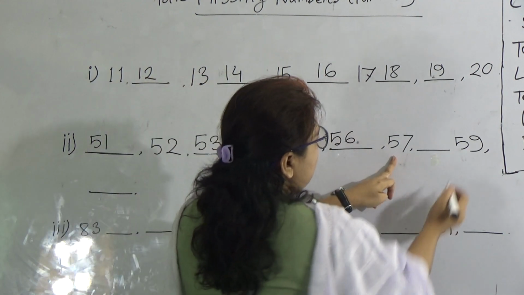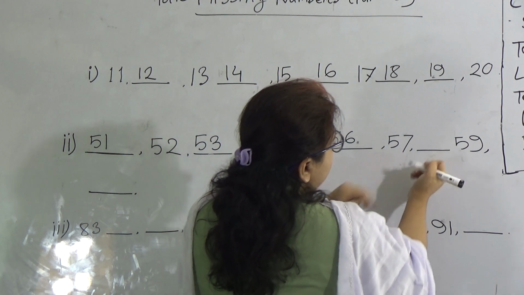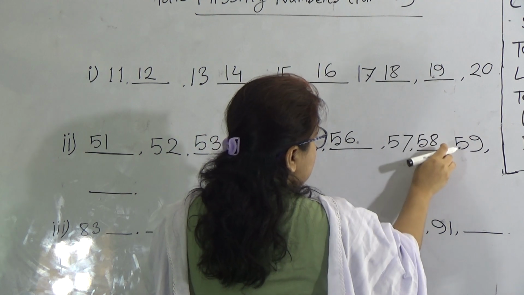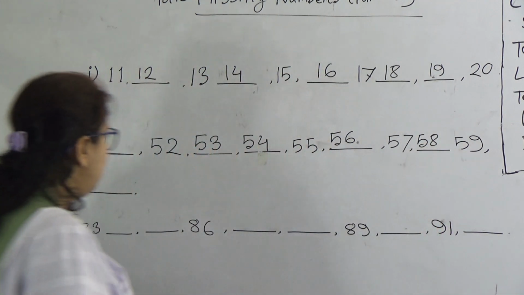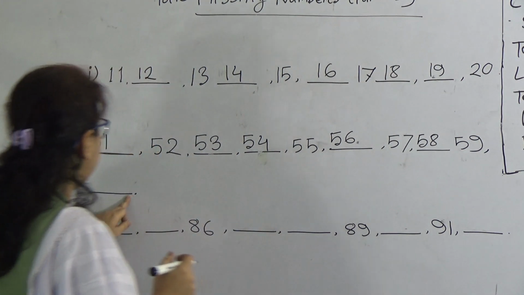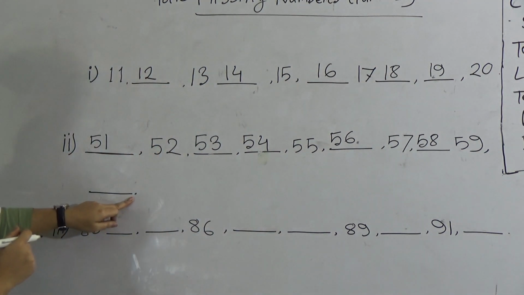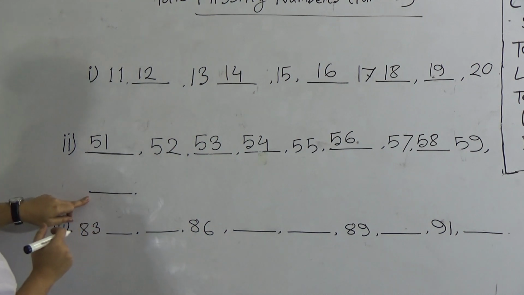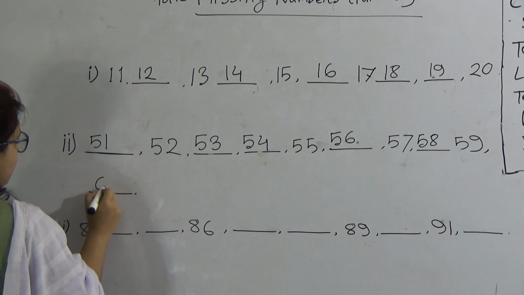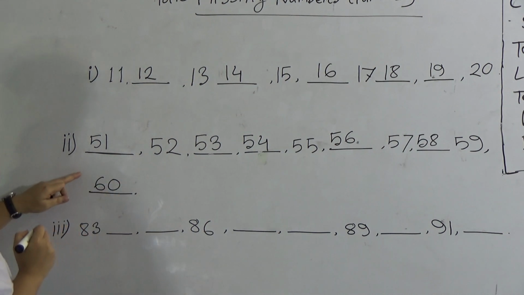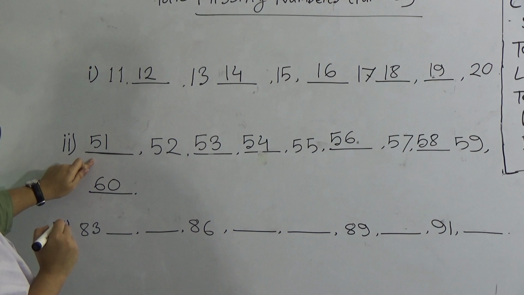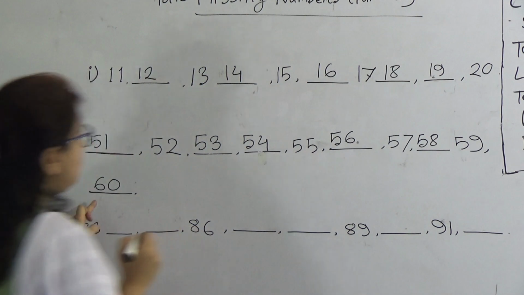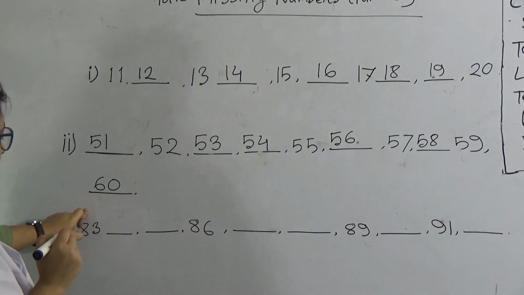Okay, then 57 and here is 59. Then 58. Okay, 58, 59. Just focus on the last blank space, there is no number here. So what will be the last number? Okay, 59. Then after 59, the next number is 60. So our missing numbers are 51, 53, 54, 56, 58 and 60. Those numbers are our missing numbers.